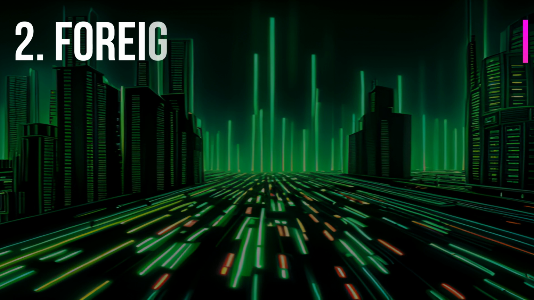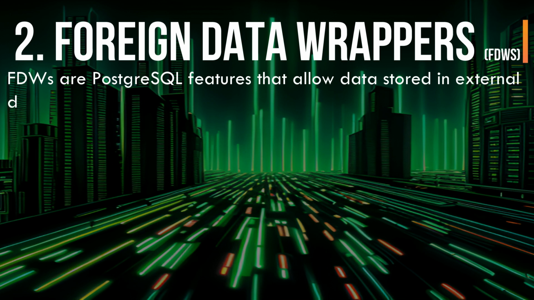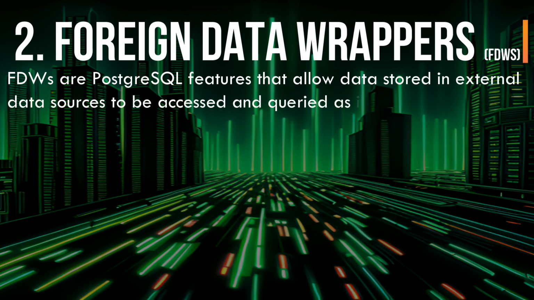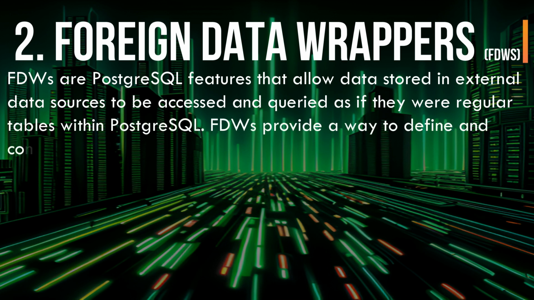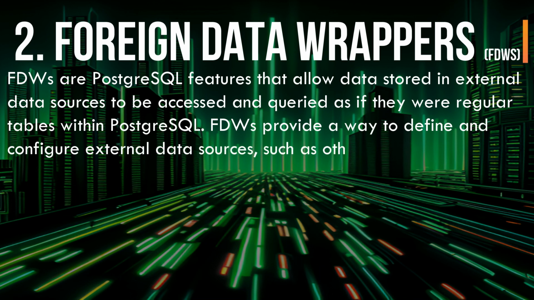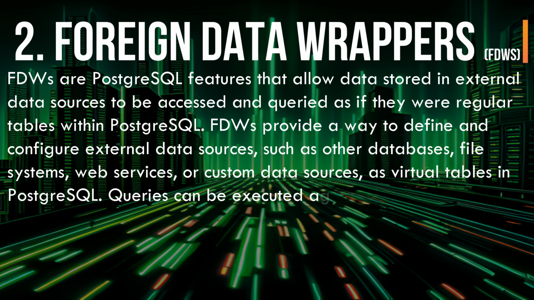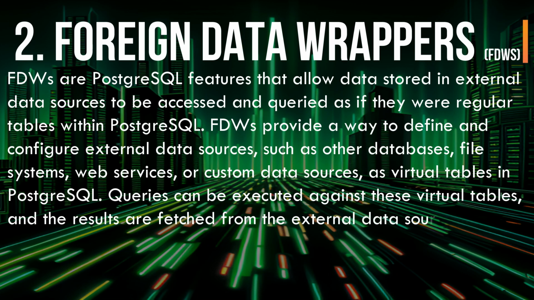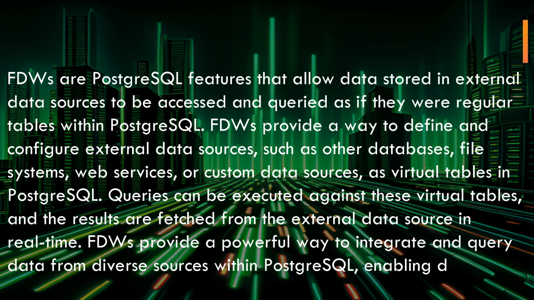2. Foreign data wrappers, FDWs. FDWs are PostgreSQL features that allow data stored in external data sources to be accessed and queried as if they were regular tables within PostgreSQL. FDWs provide a way to define and configure external data sources, such as other databases, file systems, web services, or custom data sources, as virtual tables in PostgreSQL. Queries can be executed against these virtual tables, and the results are fetched from the external data source in real time. FDWs provide a powerful way to integrate and query data from diverse sources within PostgreSQL, enabling data integration and consolidation scenarios.